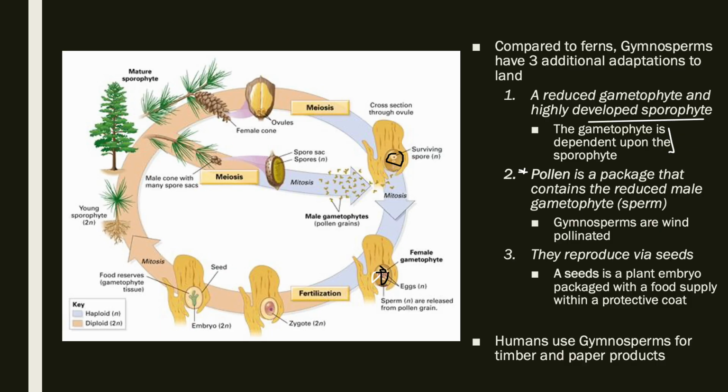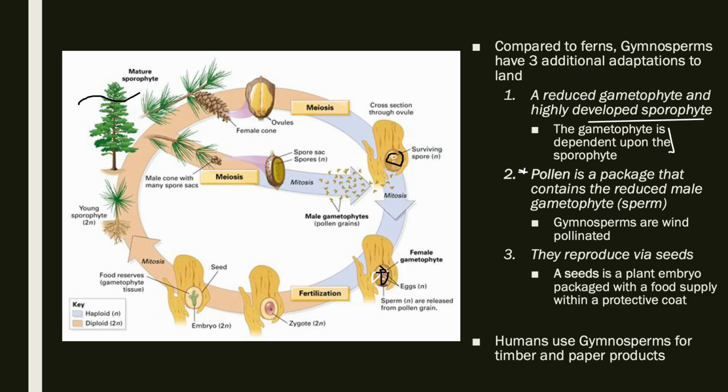But the gymnosperms are wind pollinated, which is why a lot of these plants are so tall, so that they can produce cones up at the top, so that hopefully the wind will blow through and blow that pollen out of a male cone, and hopefully that pollen will land on a female cone.